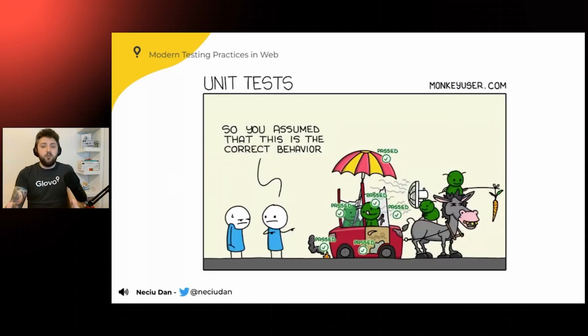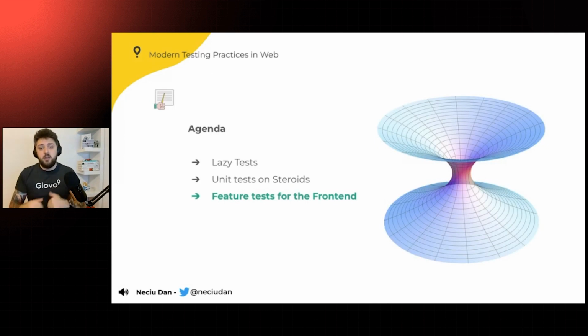And now you have your unit tests. They're good. They're doing what they're supposed to do. All of them are green. But this doesn't mean that this is how the user is supposed to interact with your application. We're just checking numbers and pure functions. That doesn't mean that the way the functions interact with each other is how the user interacts with your code. So let's get to the last point, which is feature tests for the front end.